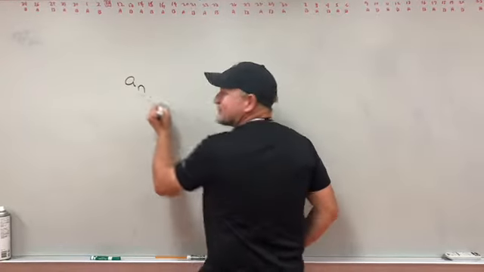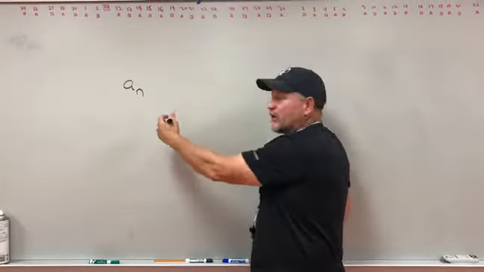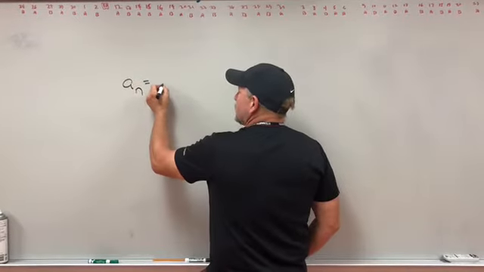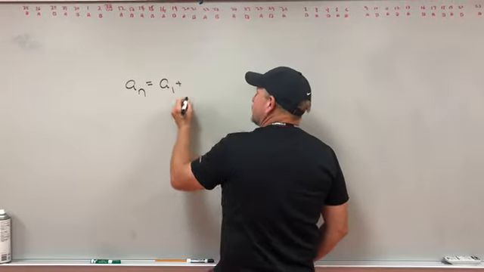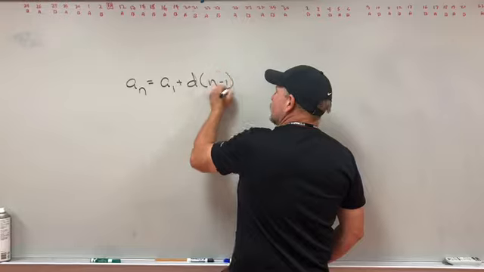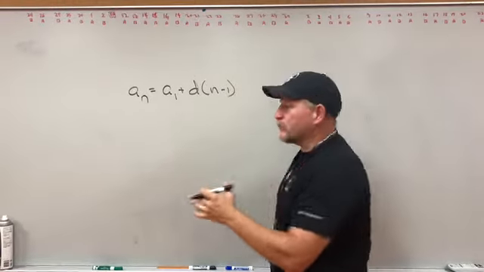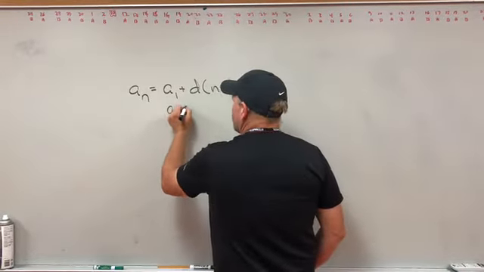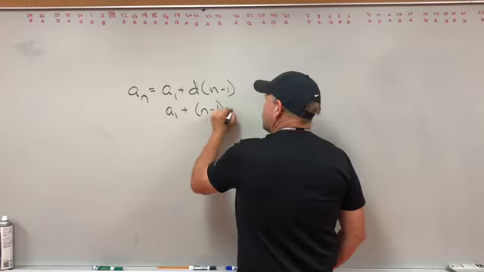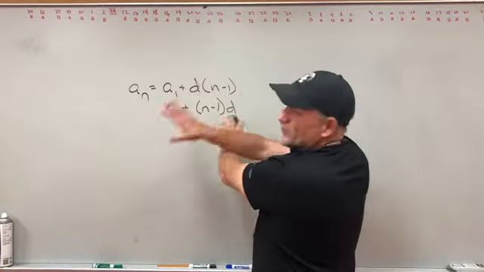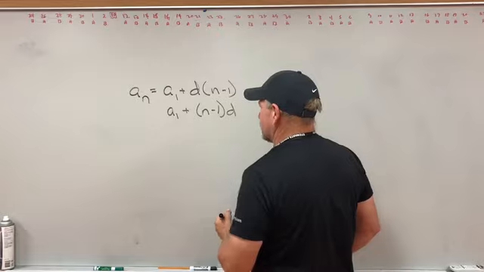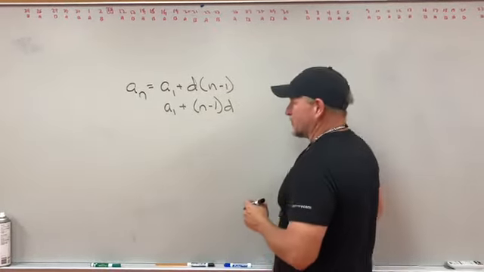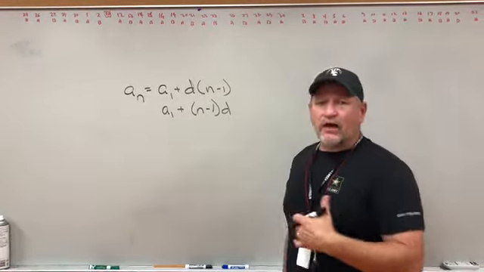It looks like this: a sub n, where n means a specific number, equals a sub 1 plus d times (n minus 1). Now, that's one way to put it. We can also put it like this: a sub 1 plus (n minus 1) times d. Same thing. Remember, multiplication is interchangeable right there, okay? So it means the exact same thing. Well, why and how would we use this?